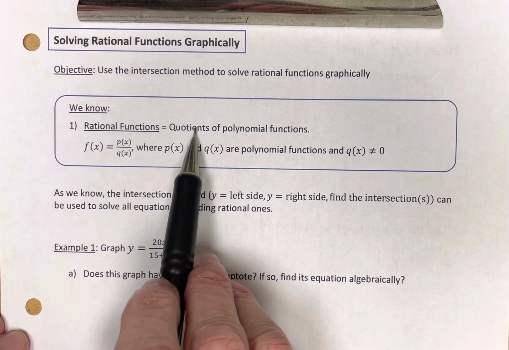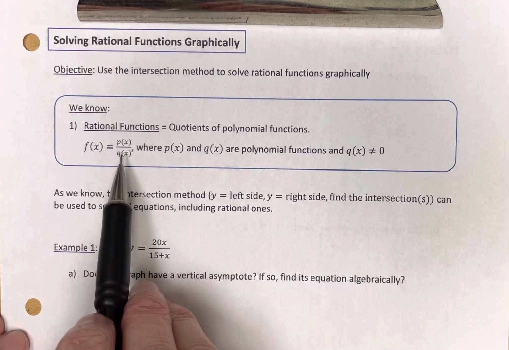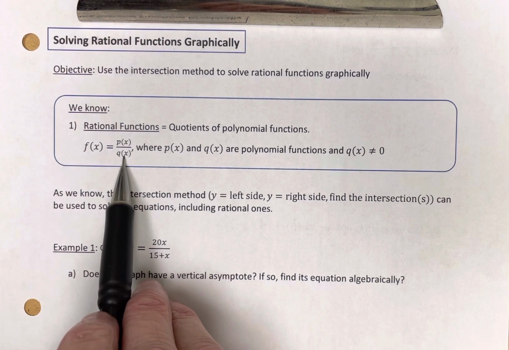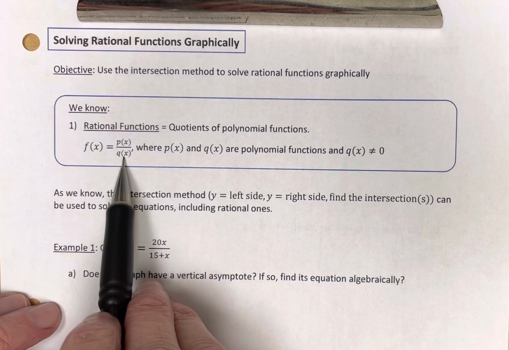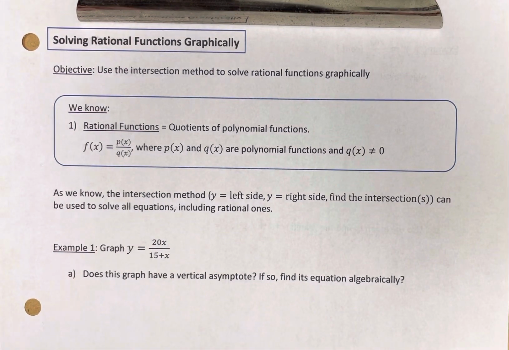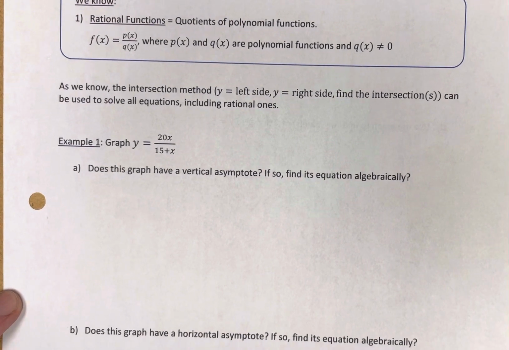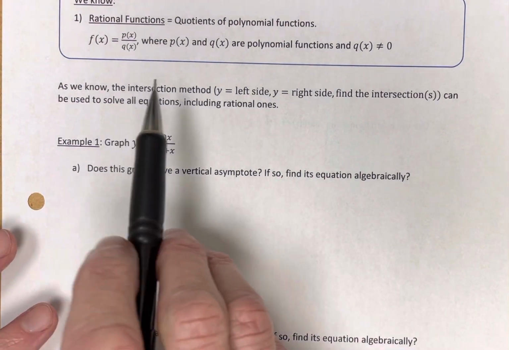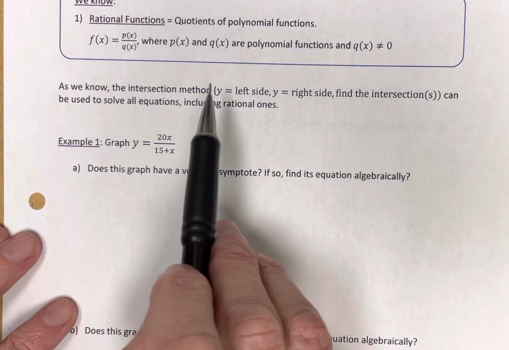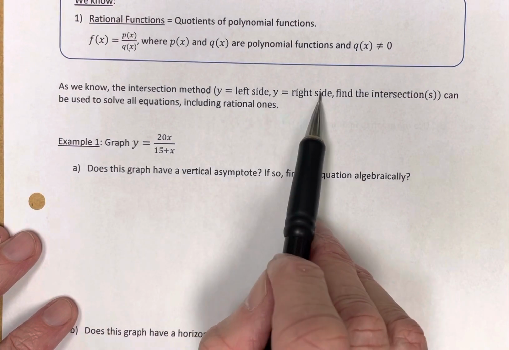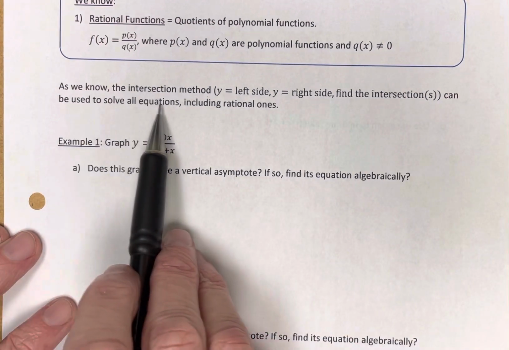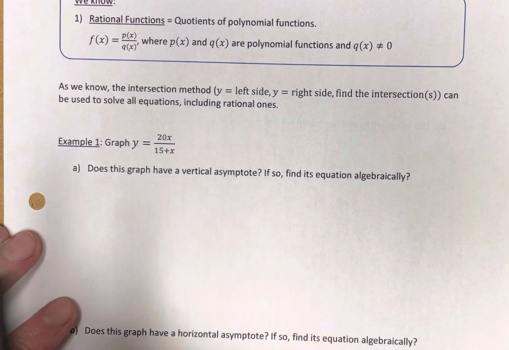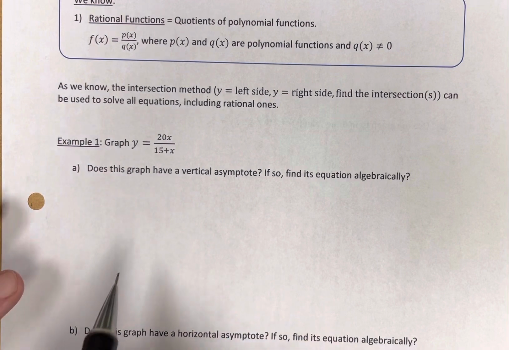Because it's a quotient, that means we have a denominator, and we need to keep in mind that the denominator can never be zero. When the denominator is zero, the equation or the function is undefined. As we know, because we've used it in the past, the intersection method, where we say y equals left side and y equals right side and find the intersection or intersections, can be used to solve all equations, including rational ones. So we're going to do that here.